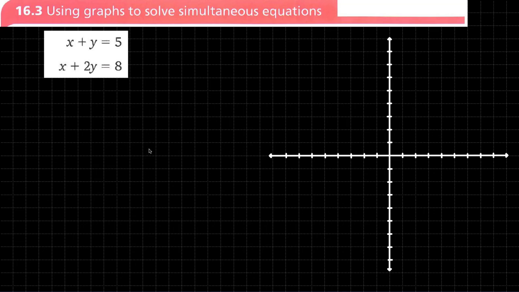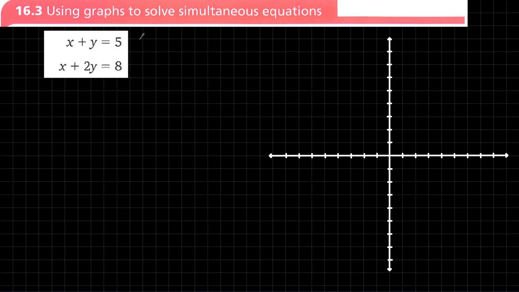Hi dear students, we are going to learn how to solve simultaneous equations by using the graph. If you remember from the previous chapter, we were solving simultaneous equations by using the elimination method. I'm going to solve this question by using both methods. I'm going to draw the graphs and I'm going to eliminate them, and you're going to see that it gives us the same solution. Here the general logic is the intersection point of the graphs.